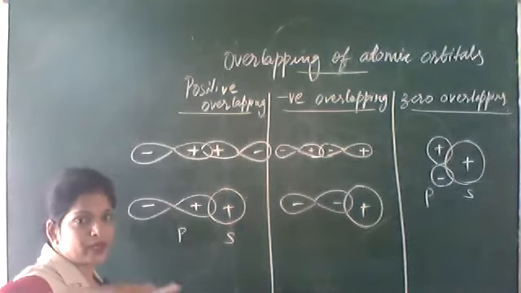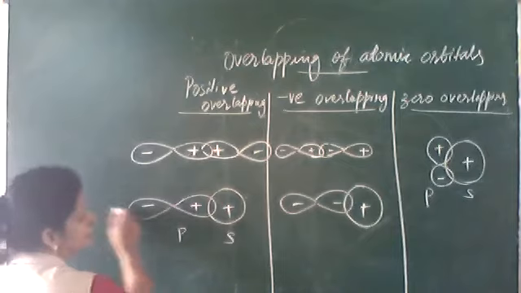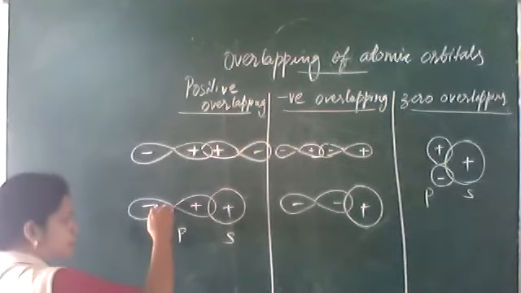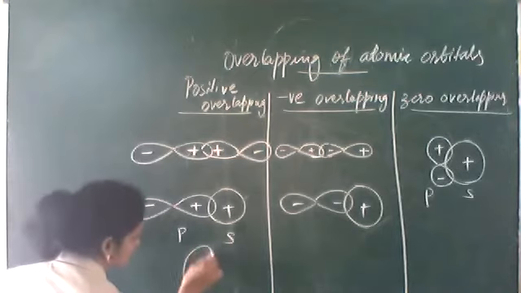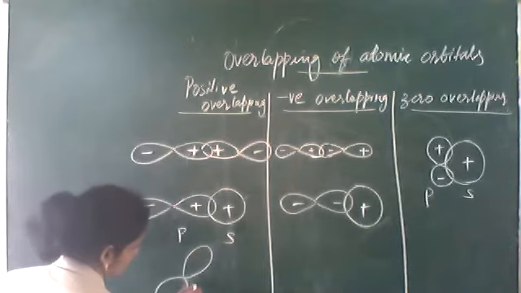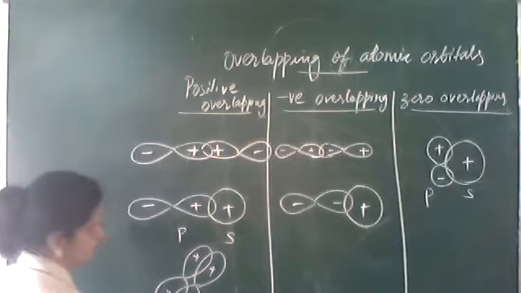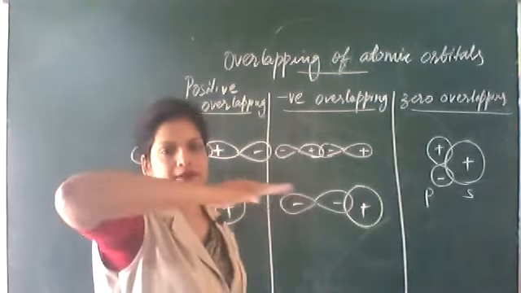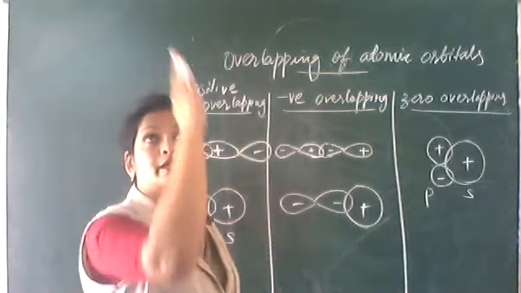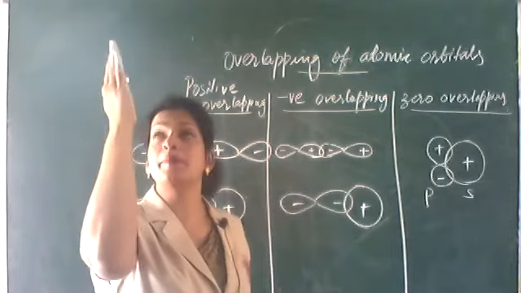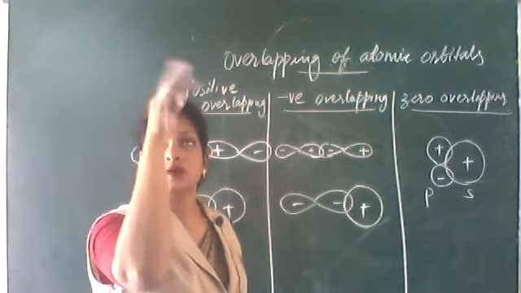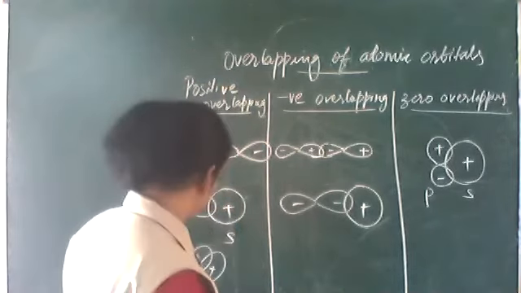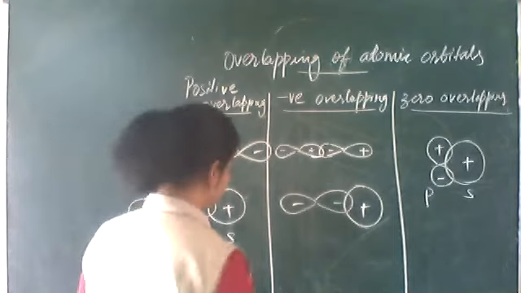Now, sidewise overlapping, as opposed to the internuclear axis. Suppose perpendicular to this, I am showing it like this. This is positive, this is positive. So perpendicular in this plane, one p orbital, another p orbital. They are merging up and down. So that is positive overlap.